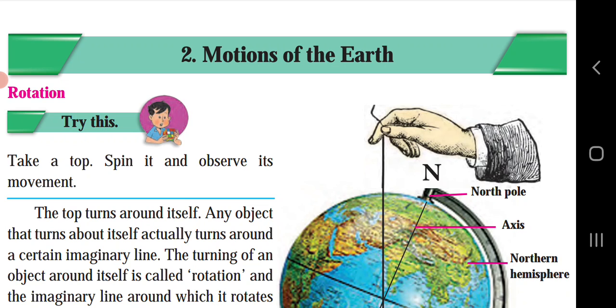In the previous period, we started chapter number 2, Motions of the Earth. In that content, we had studied rotation. In that activity, they had given us a top to spin. The top spins around an imaginary line. The turning of this top is called rotation. Rotation is performed around an axis, that we had seen.